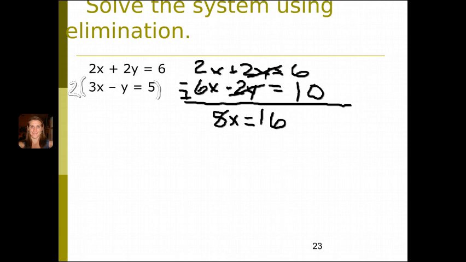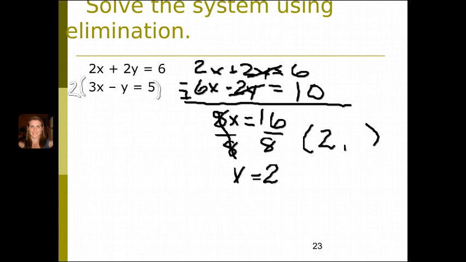Now we can solve this one-step equation by dividing both sides by 8. 8x divided by 8 cancels out the 8's, leaving us just x. And 16 divided by 8 gives us 2. So we have part of our ordered pair, which is our solution. Our x value is 2. Now to get our y value, we can plug in our x value into either one of the top equations.